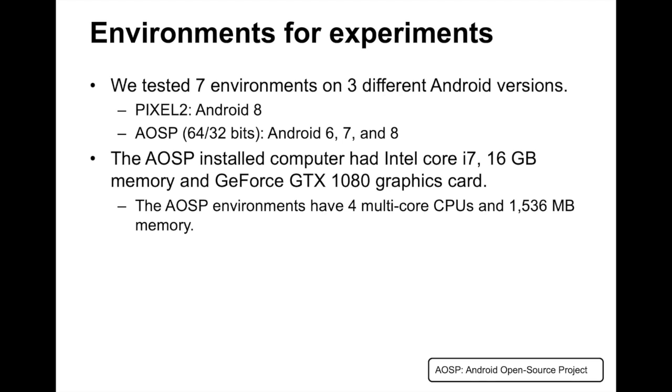This is our environments for experiments. We tested 7 environments on 3 different Android versions as follows. The AOSP installed computer had Intel Core i7, 16 GB memory, and GeForce GTX 1080 graphics card. We give the AOSP environments with 4 multi-core CPUs and 1536 MB memory.